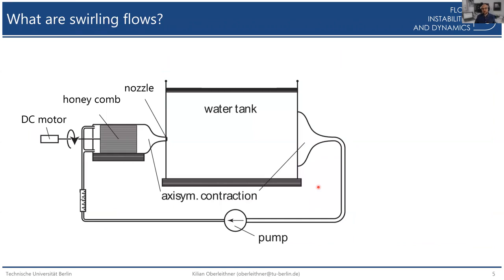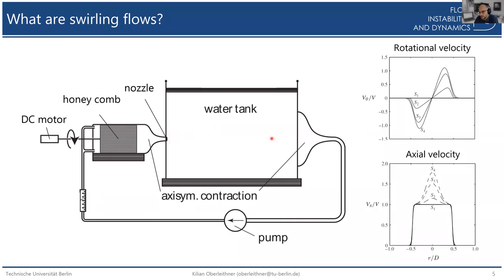So what is a swirling flow? You can think of a very simple experiment here where you have a water tank and you suck the water out of this tank, drive it through a pump, and then you drive the water through a honeycomb, and then you start rotating that honeycomb. And of course, this imposes some rotational motion onto your flow. And then you pass this flow through this contraction into this water tank. And if you take measurements at the streamwise position shortly downstream of the nozzle, you would get profiles like this.